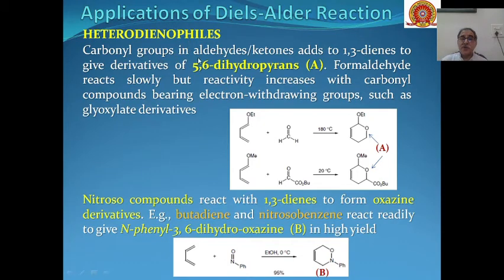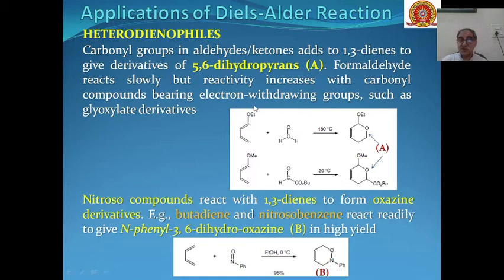Carbonyl groups in aldehydes or ketones add to 1,3-dienes to give derivatives of 5,6-dihydropyrans. These are the 5,6-dihydropyrans as the product. And here this is a heterodienophile because you do not have a carbon-carbon bond but a carbon-oxygen double bond. So the carbonyl group is acting as a dienophile. Because this is a heteroatom, we call these heterodienophiles.